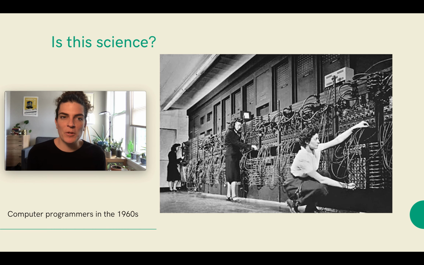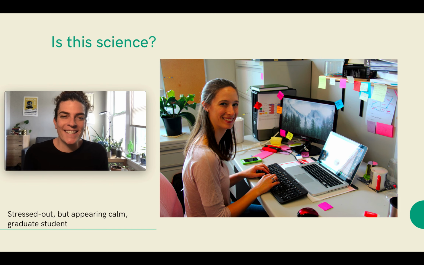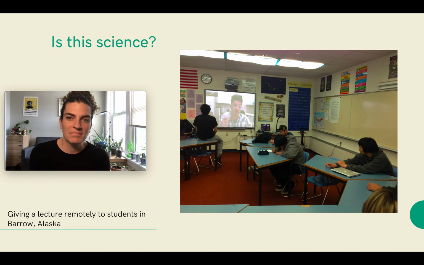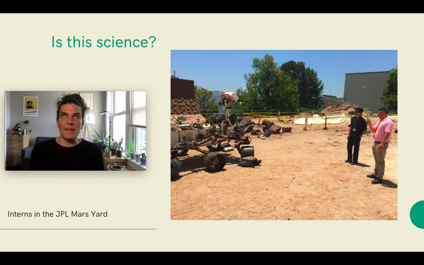Number 17, computer programmers in the 1960s. Would you say this is science? And number 18, a stressed out but appearing calm graduate student. Would you say this is science? And number 19, pre-transition me making an appearance at an open house at the laboratory that I used to work at. Would you say that this is science? And number 20, again, pre-transition me giving a lecture remotely to students about climate change. I think we're on 21. Is this science? Would you say?